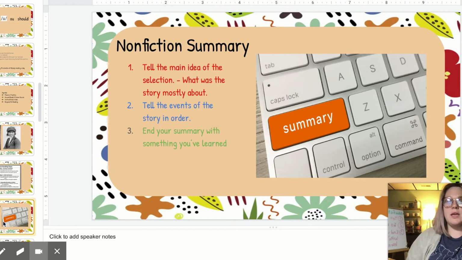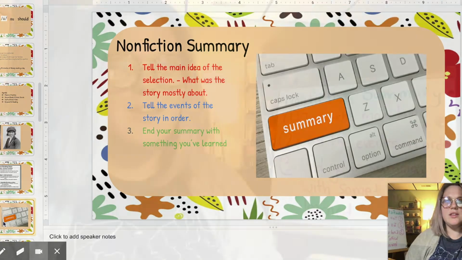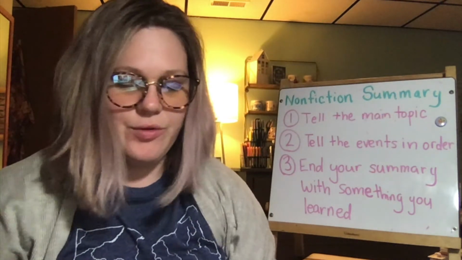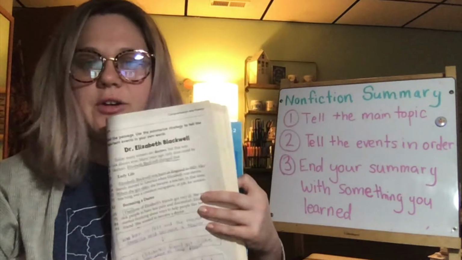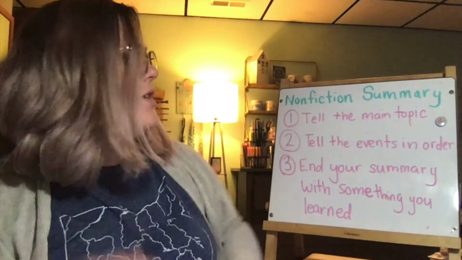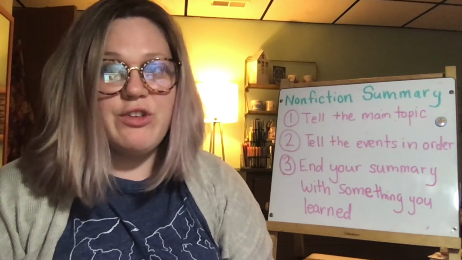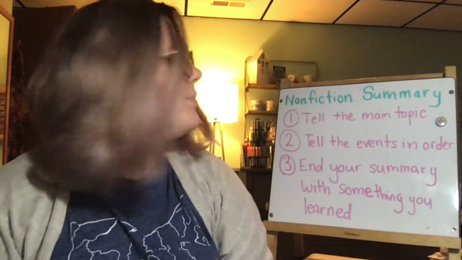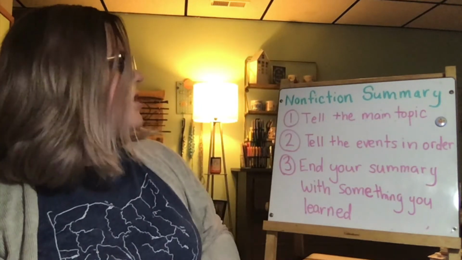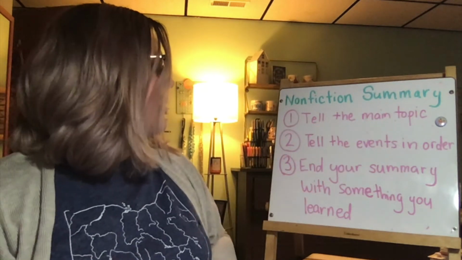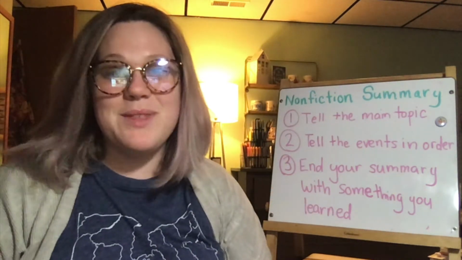Our summary should be about 6 sentences long and make a nice concise paragraph. I don't want to see any short summaries or run-on sentences. I am going to be modeling for you how I would write a nonfiction summary of the story Dr. Elizabeth Blackwell that we read earlier this week. And then you're going to take what I've modeled for you and apply that when writing your summary of Brave Bessie. So remember, when we're writing that nonfiction summary, the first thing we want to do is tell the main topic, then tell those events in order, and end our summary with something that we've learned.